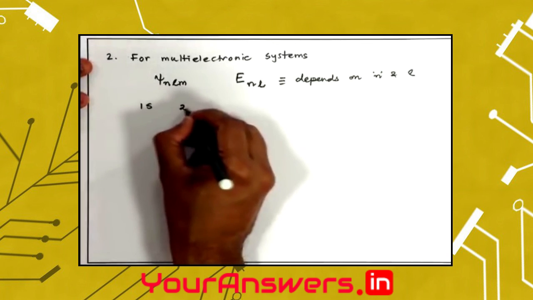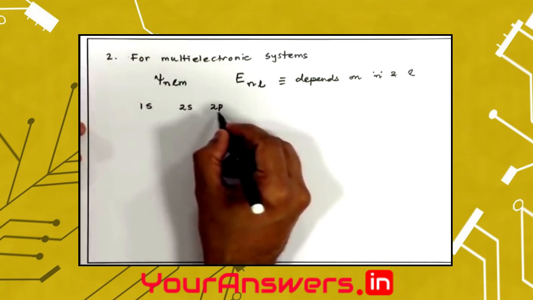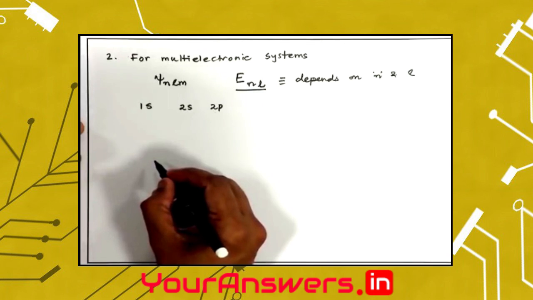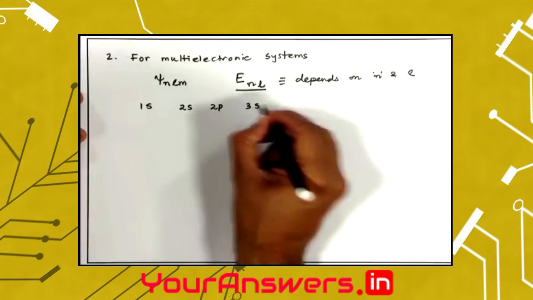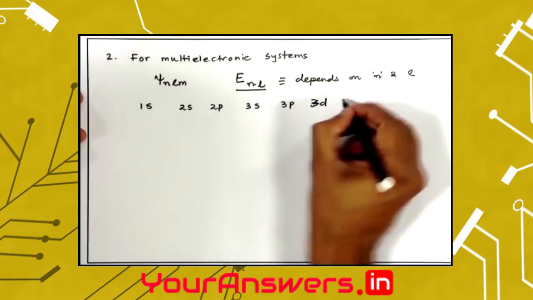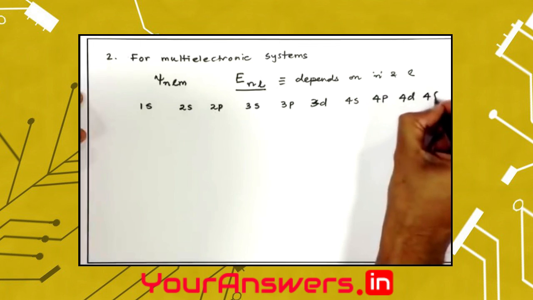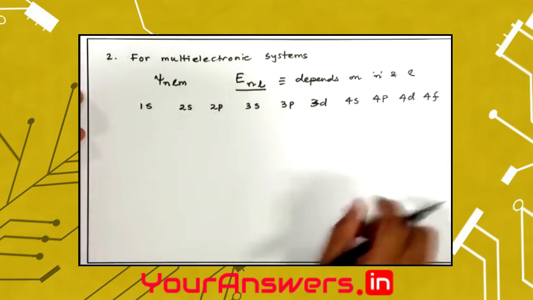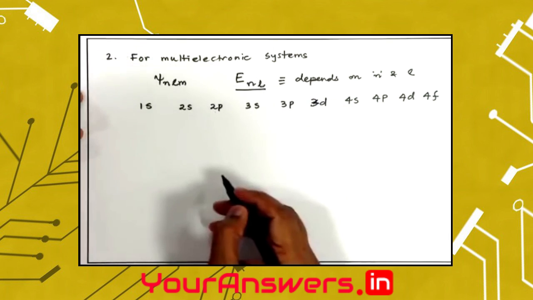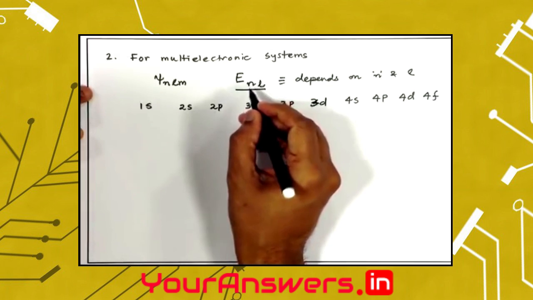So, 1s, 2s, 2p. I am not writing down 2px, 2py, 2pz now, because I already know that the energy does not depend on m. Then 3s, 3p, 3d, I have 4s, 4p, 4d, 4f. These are the different orbitals that I got. I know their n value and l value, and I know their energy actually depends on n and l. In fact, the energy depends on their n plus l value.